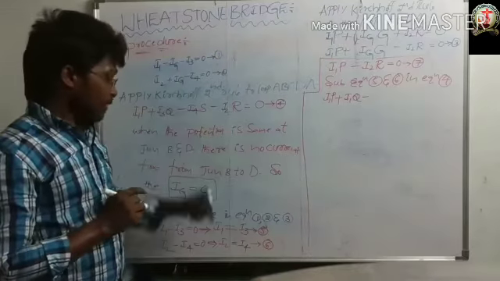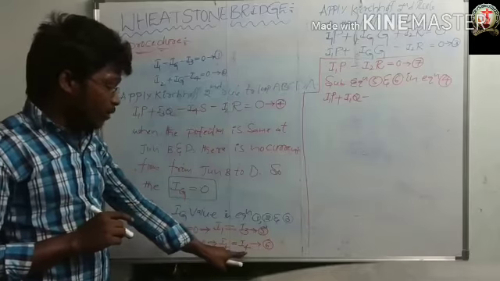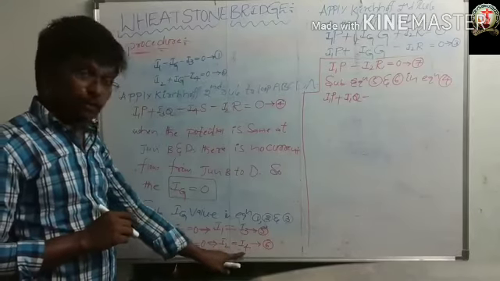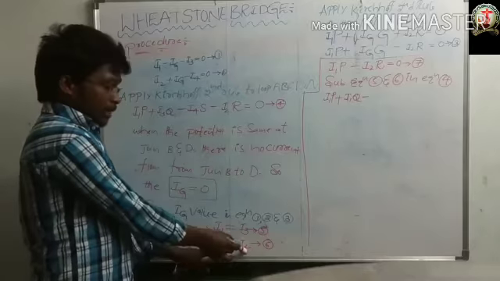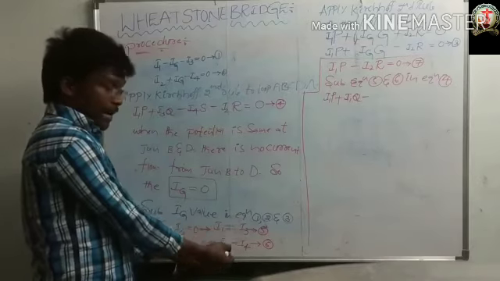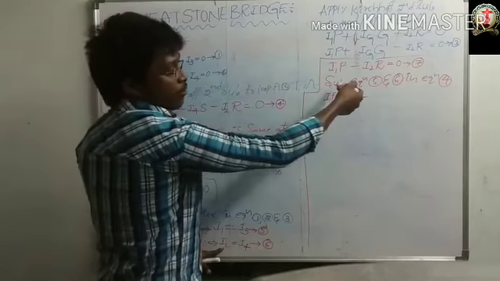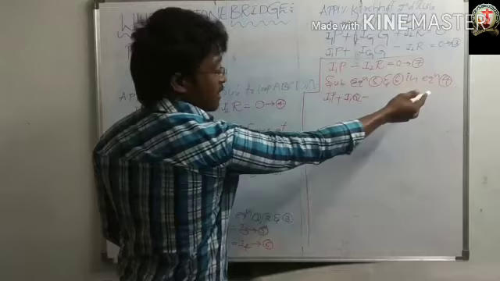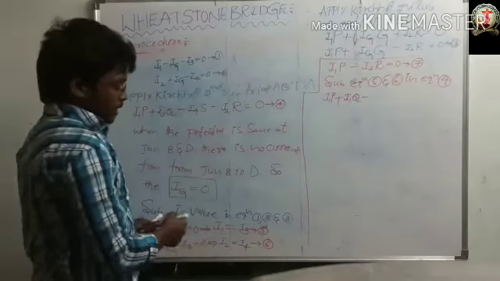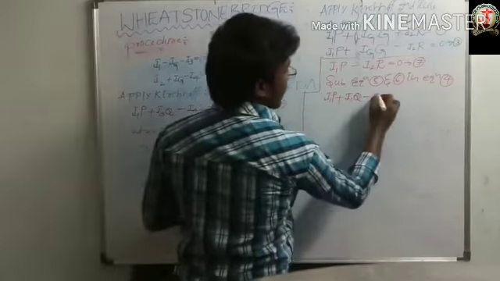From equation 6, I2 is equal to I4. So in the place of I4, I can substitute I2, because I2 is equal to I4 from equation 6. Okay, already I told you, substitute equation 5 and 6 in equation 4. So here in the place of I4, I can substitute I2, minus I2.